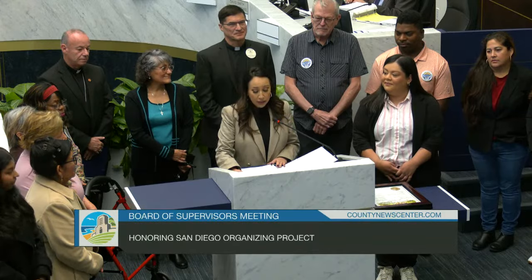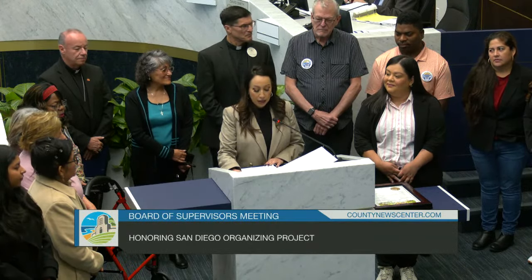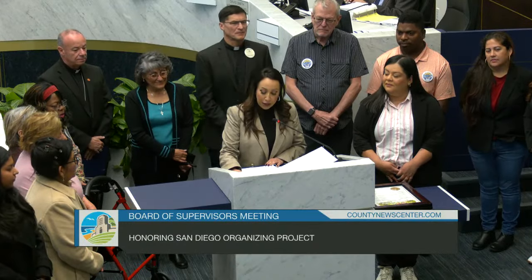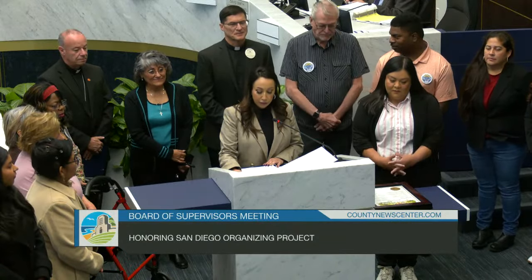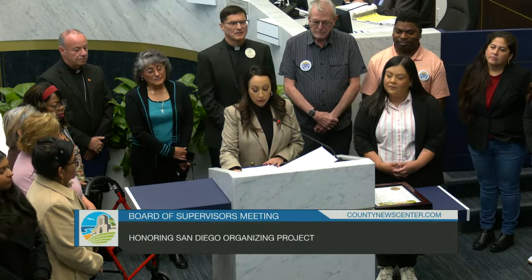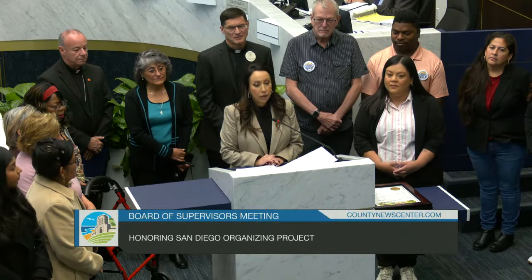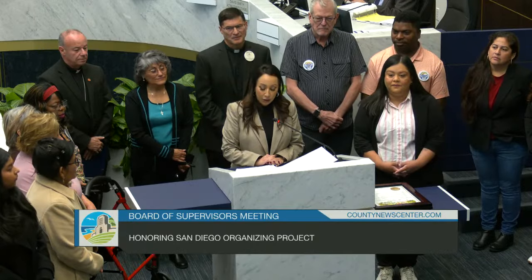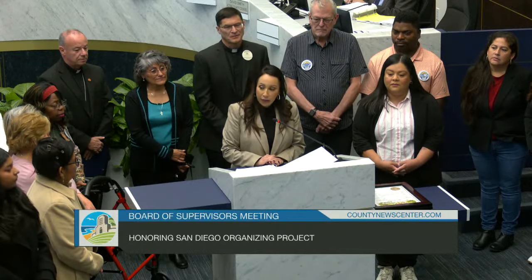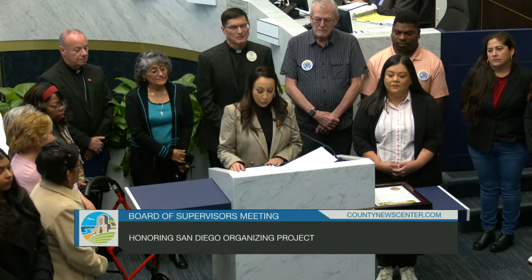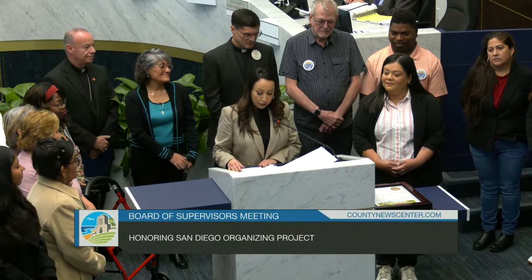And at the heart of everything SDOP does are the fundamental values that underpin human rights: equality, justice, compassion, and the belief that every individual deserves to live free from fear with the opportunity to thrive. Their mission reflects the vision of a world where all people, regardless of race, faith, or economic status, are treated with fairness, respect, humanity, and dignity. So with that said, I am proud to formally recognize San Diego Organizing Project.